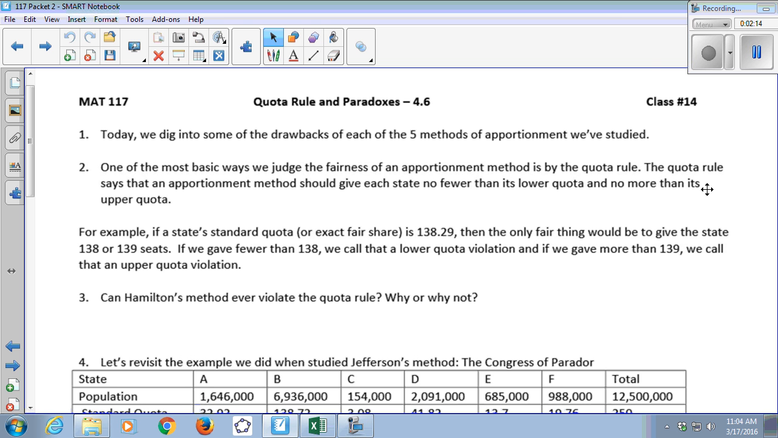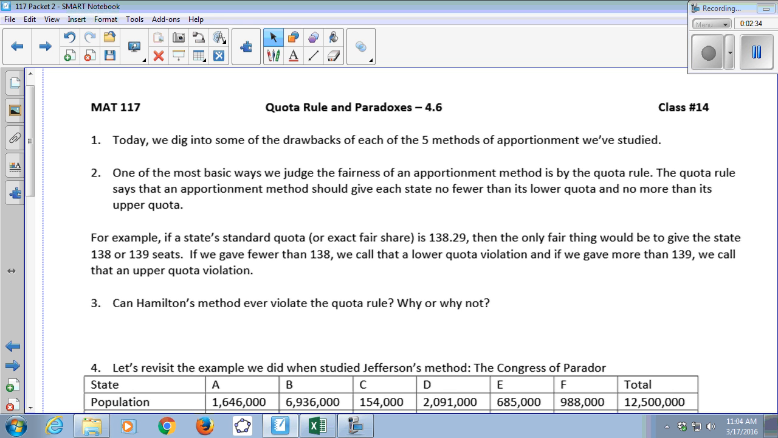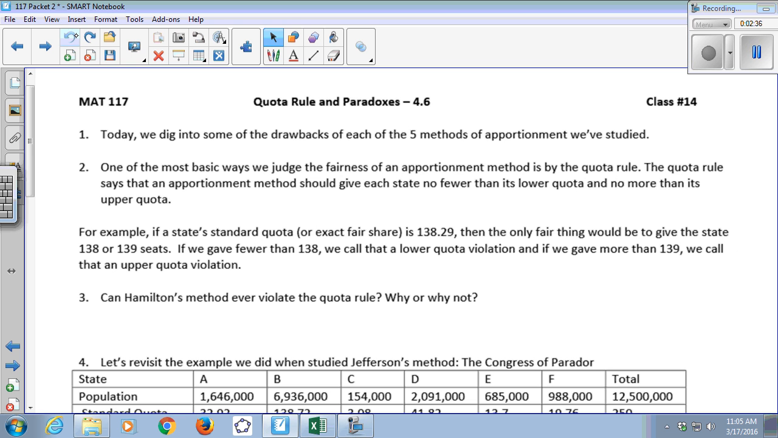For example, if a state's standard quota, that's their exact fair share, is 138.29, then the only fair thing to do is to give them 138 or 139 seats. If you give fewer than 138, we call that a lower quota violation. And if you give more than 139, we call that an upper quota violation. So think about Hamilton's method, the very first one we learned. It rounds everybody down to their lower quota, and then some states get 1 more seat, which means they would get their upper quota. So can we ever produce a quota violation with Hamilton's method? No, it's never going to happen. Everybody gets at least their lower quota, and then some states will get their upper quota, depending on how close they are to the next whole number.